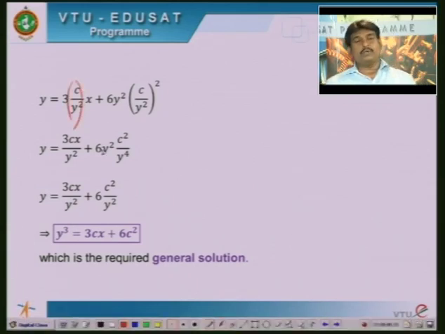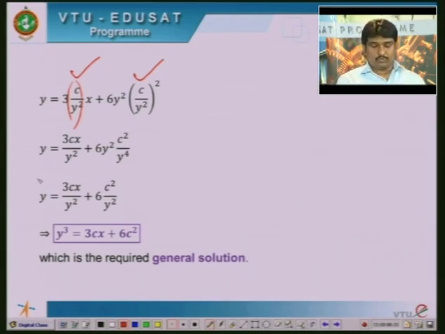Yes, c by y square is p. It is y equals 3px. So p is c by y square plus 6y square into p square, which is c by y square the whole square. Now you simplify this: y equals 3cx by y square plus 6y square into c square divided by y to the power of 4. So y equals 3cx divided by y square plus 6c square divided by y square. Multiply by y square to get y cube equals 3cx plus 6c square as the general solution of the given differential equation.